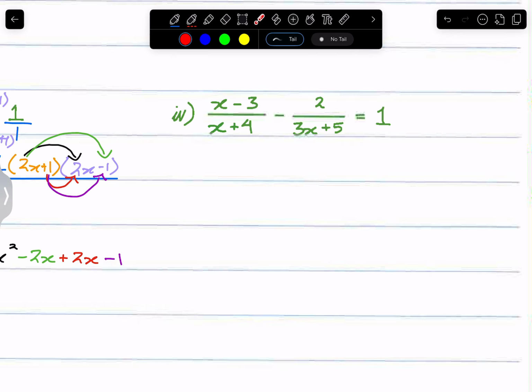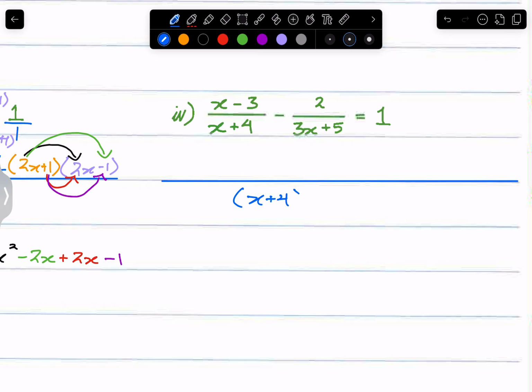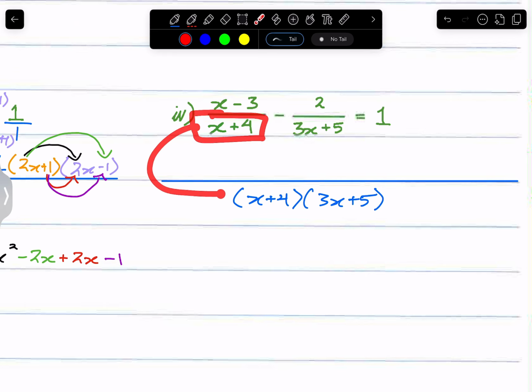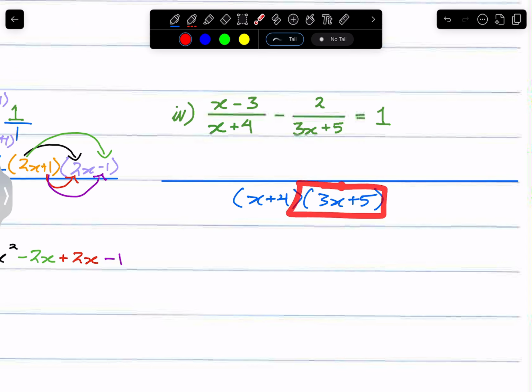So when we have two complex denominators, or ones with groups, we just multiply the two. So I'm going to write this as x plus 4, 3x plus 5. For this group to multiply to this complex denominator, it needs the other group. The complicated part of this is now we have this other group.